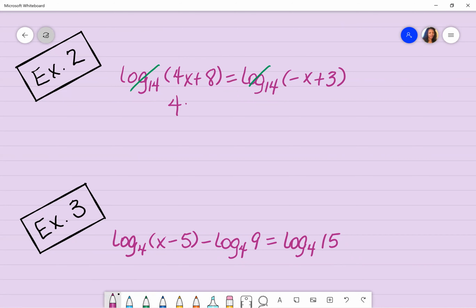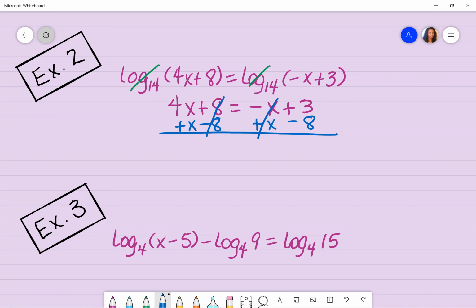At this point, you're simply solving for x. I want to move my x over to the left-hand side, and I want to take my constant and do the inverse and move it over to the right-hand side. When I do that, I'm getting rid of the constants on one side and the variables on the other side. Simplified, I have 5x is equal to -5. Divide both sides by 5, and my x value is -1.